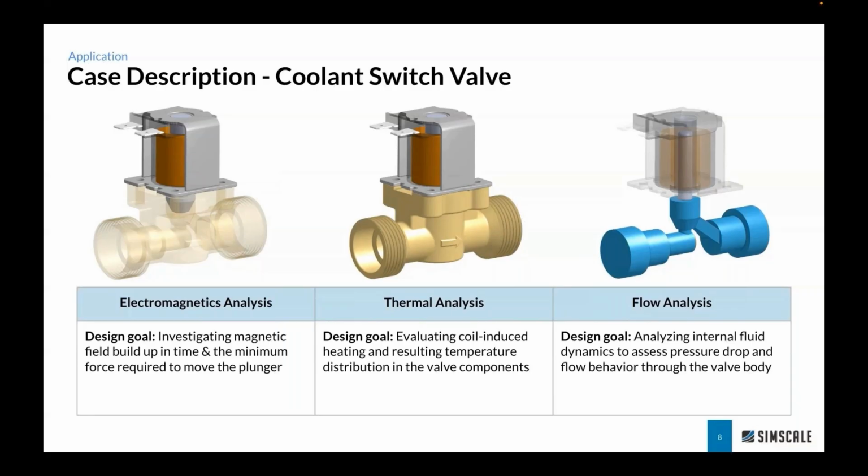The heart of the solenoid's function is converting electrical energy into mechanical motion. And we need to focus on two key questions from the electromagnetics perspective. First, how much force is generated to move the plunger reliably, and how quickly is this force building up after the voltage is applied. Because in EV cooling systems, rapid and dependable valve switching is crucial for battery thermal management. So early electromagnetic analysis can help ensure that performance targets are met.